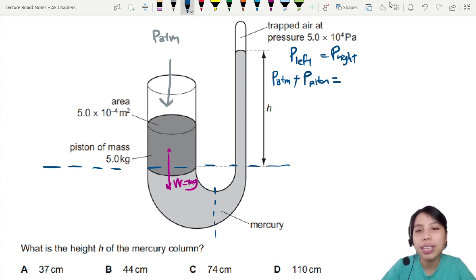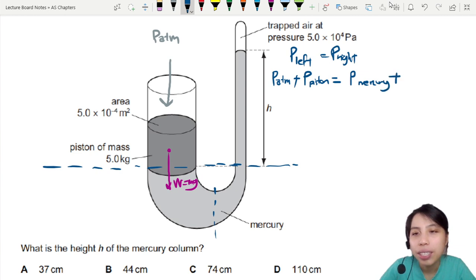And on the right, we add everything. So need to write mercury or not? No need. They will cancel out left and right. So we take our reference line. Above the line, we add. Okay. Then we have pressure due to the mercury column, the one with height h. And then lastly, pressure due to the air trapped in that little corner.